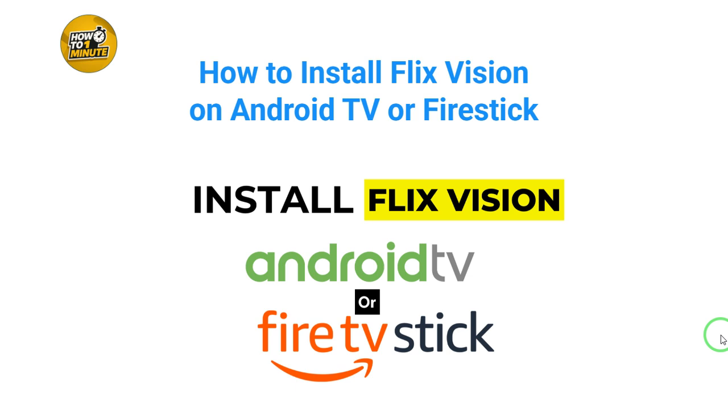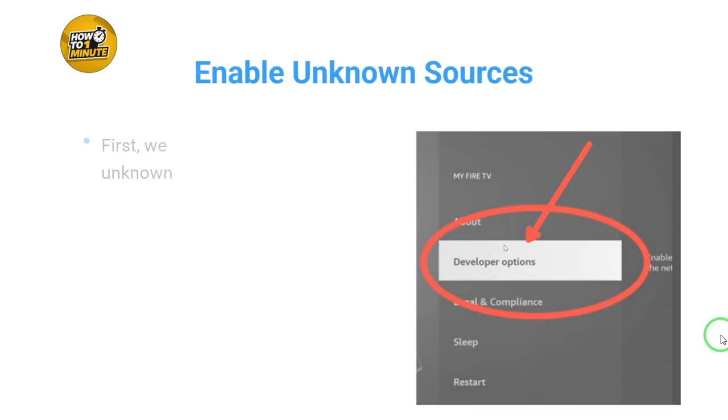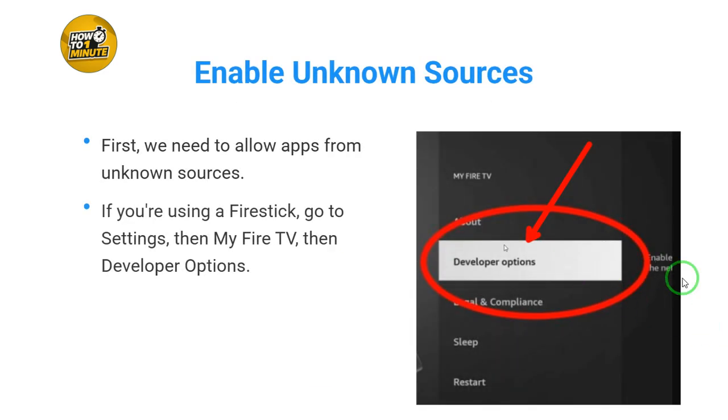how you can install Flix Vision on your Android TV or Fire Stick. In this video, I'll show exactly how you can do it, so let's get started. First, we need to allow apps from unknown sources.